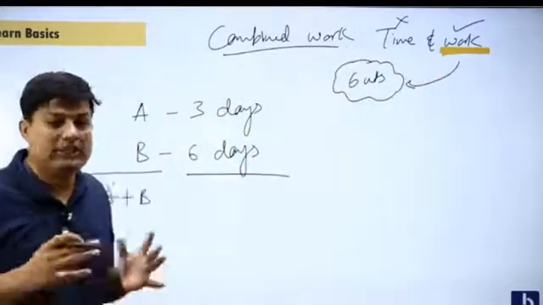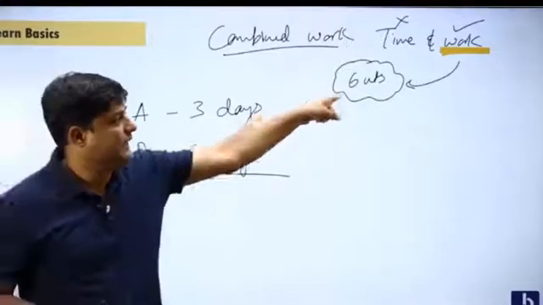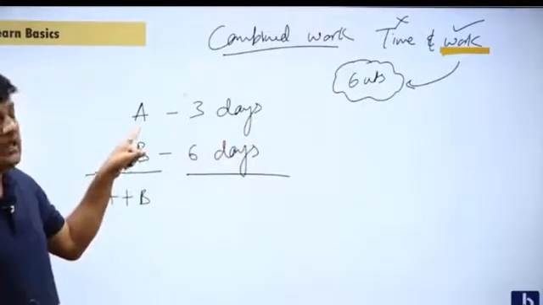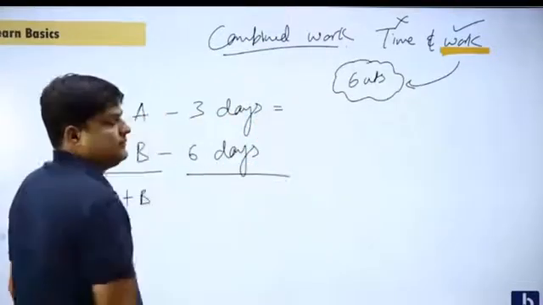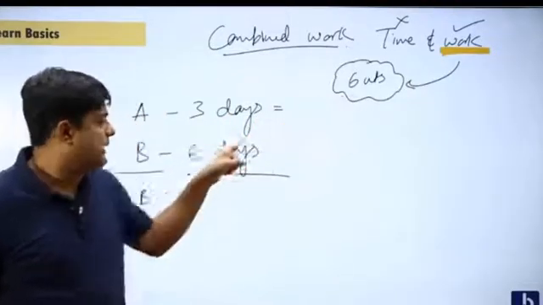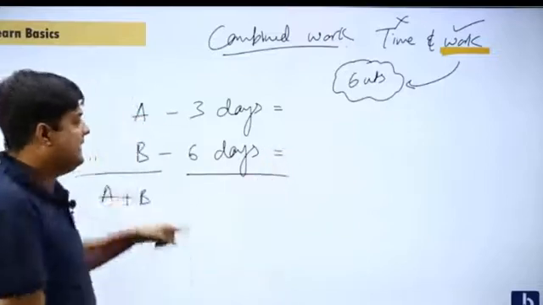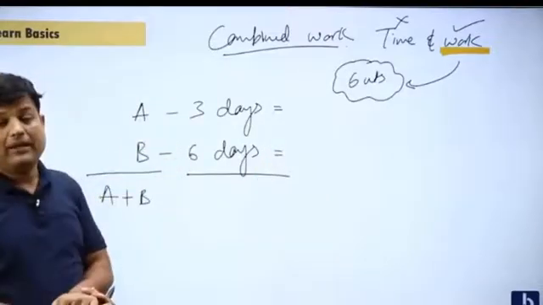Imagine that the total work is 6 units. This 6 units can be done by A in 3 days. The same 6 units can be done by B in 6 days. Individually, they'll take 3 days and 6 days. Okay, everybody? Now, let's try to see here.